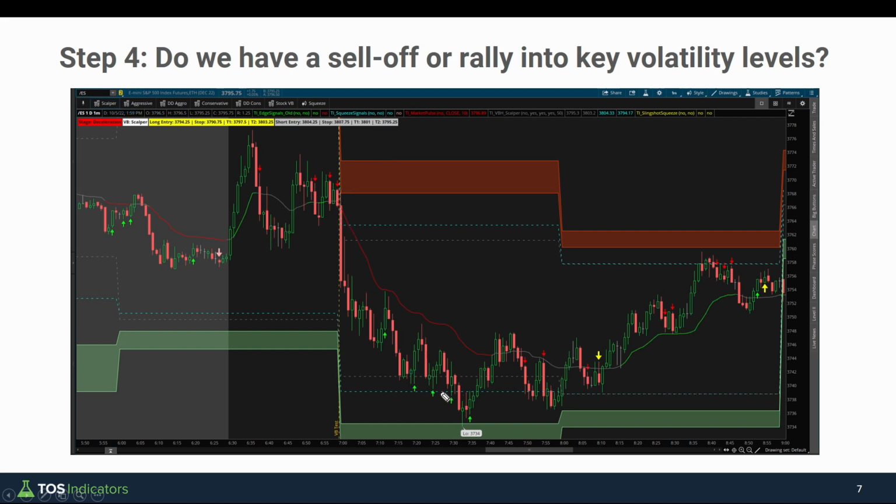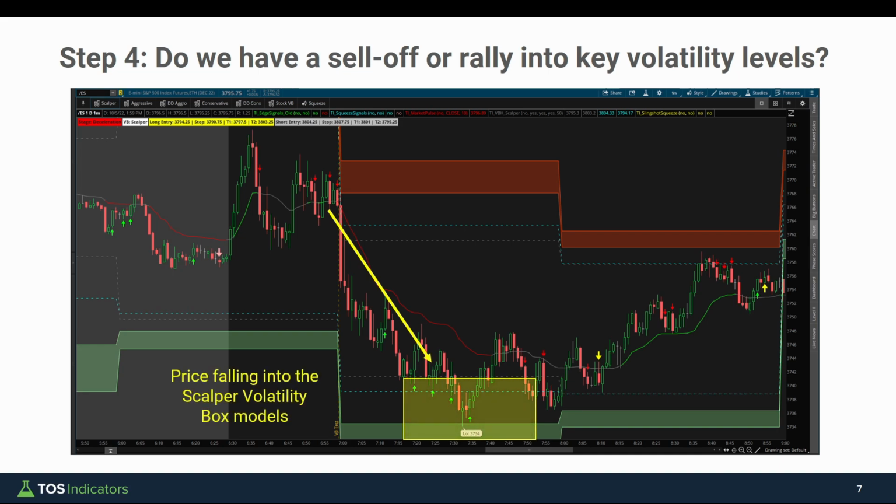For our fade setup, we're looking for the cyan line to be breached, and that cyan line gets breached with this green candle here first. Once that green candle crosses the cyan line, we've officially hit our volatility levels where we now know we have an edge. So we're waiting again for price action to sell off into these volatility levels before we do anything with regards to trying to trade these intraday reversals.